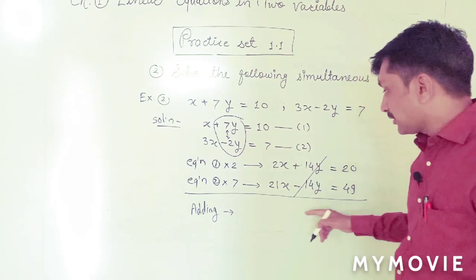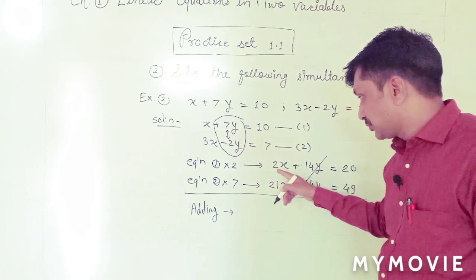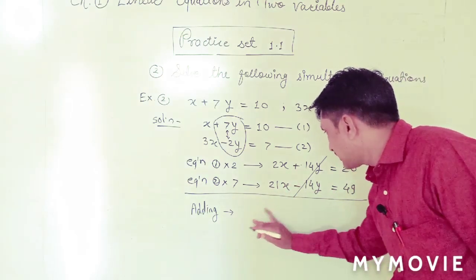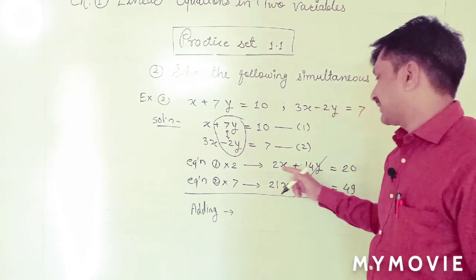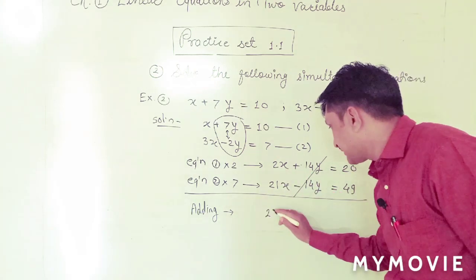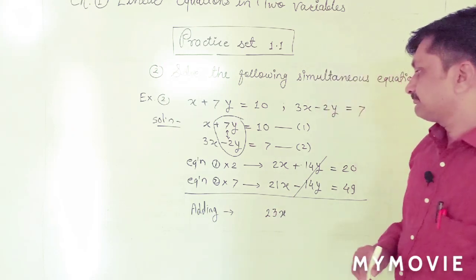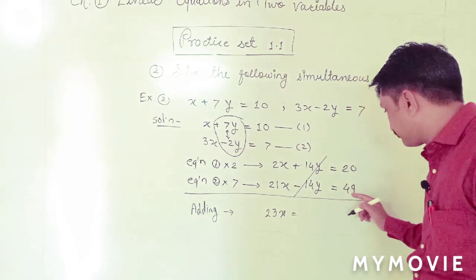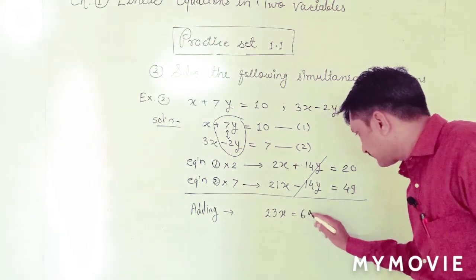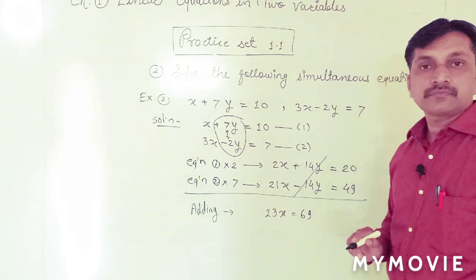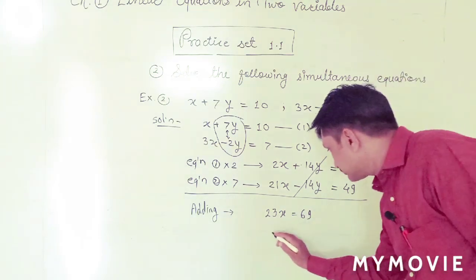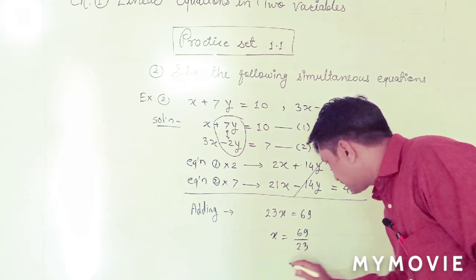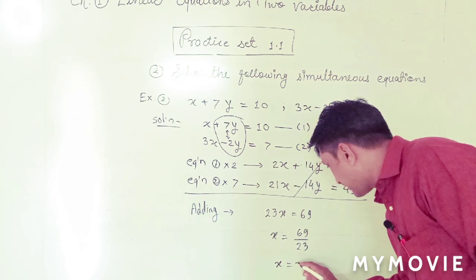Is it right? And now, add them. 2x plus 21x, what value do we get? 2x plus 21x is 23x. 23x is equal to 20 plus 49, which is 69. Now transfer this value here. 69 upon 23. x is equal to 3.